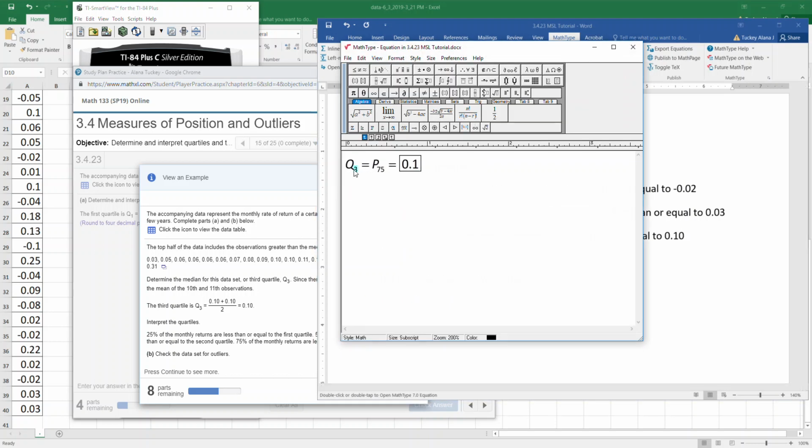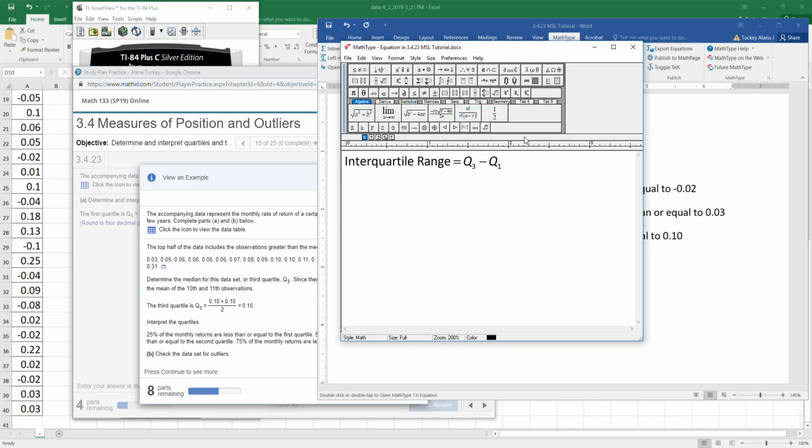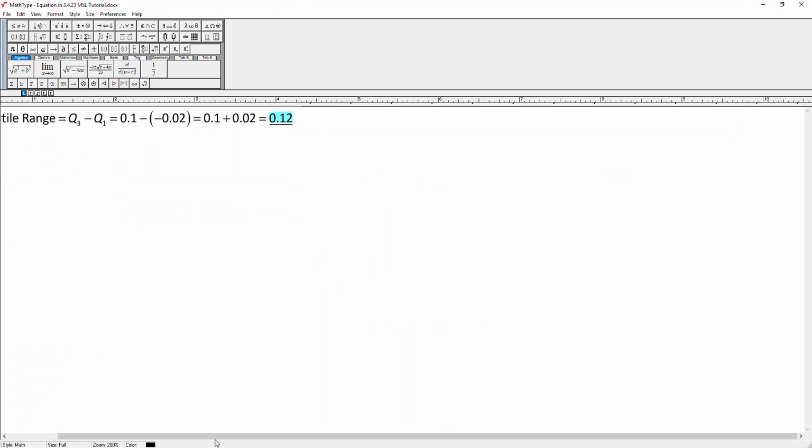Okay. So Q3 take away Q1 would be 0.1, that's Q3, minus negative 0.02, right? Because that's Q1. So Q3 take away Q1, that's equal to 0.1 plus 0.02, which is 0.12. So that's the interquartile range. It's not an answer in and of itself, but it's something we need to be able to find our answers for the outliers.